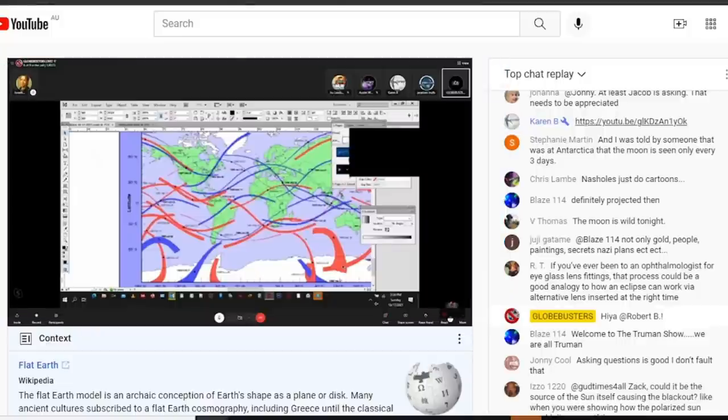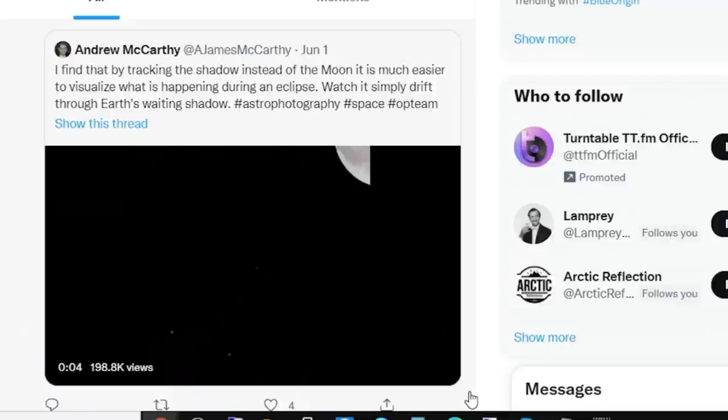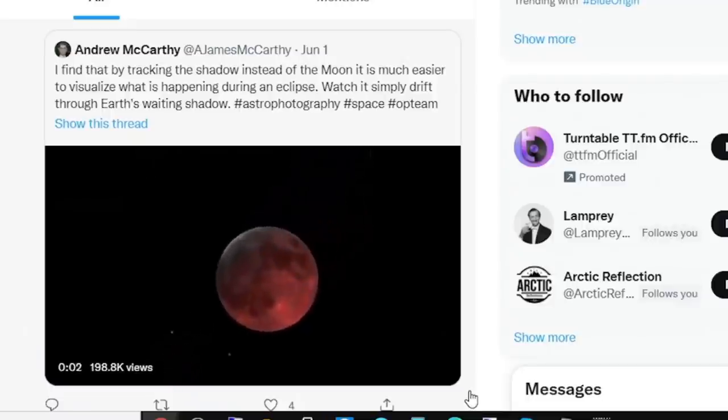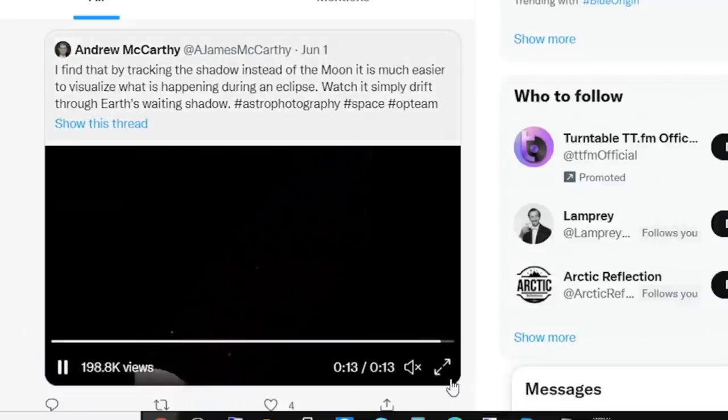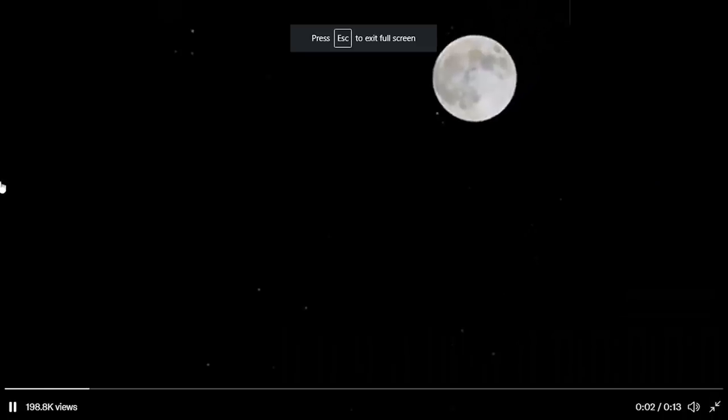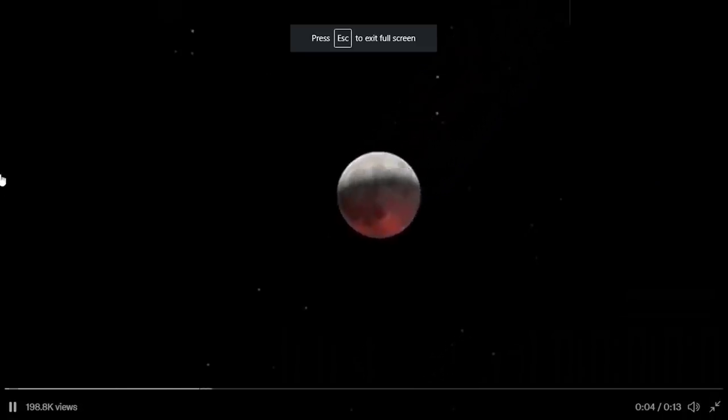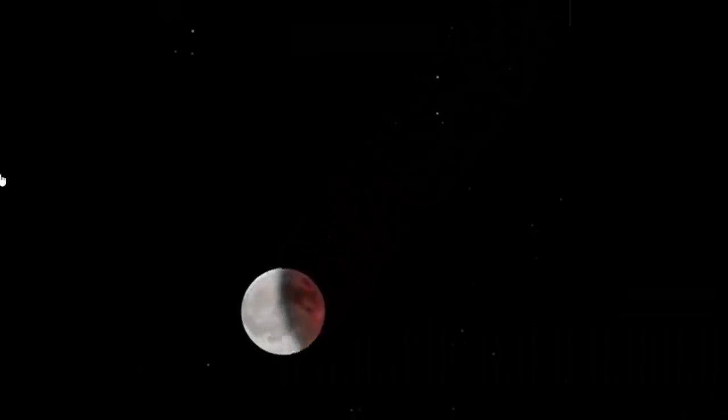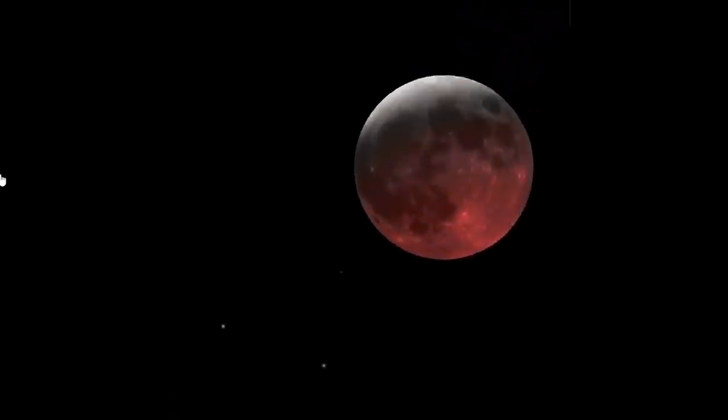Yeah, that is nuts. Oh, and now here is the kill shot. Let's have a look at Andrew's work here. He set the telescope tracker to track the shadow. This makes it really easy for even the flattest of flat earthers to see with their own eyes just what's going on, because they all trust their senses, don't they? A massive Earth-shaped shadow in the sky.